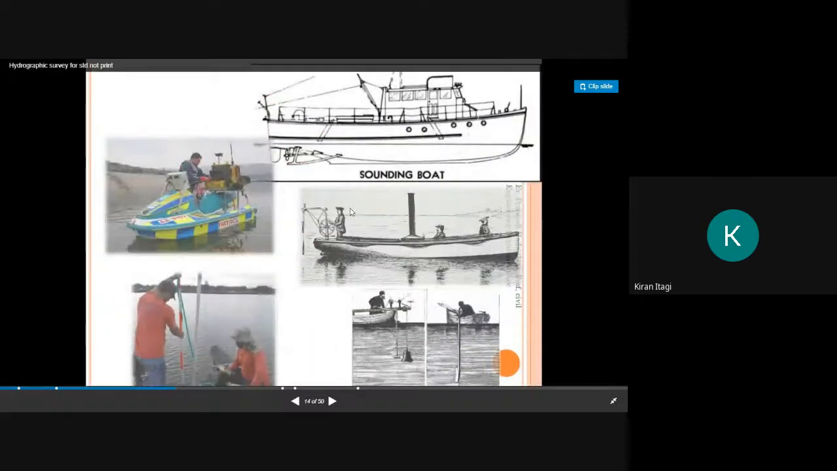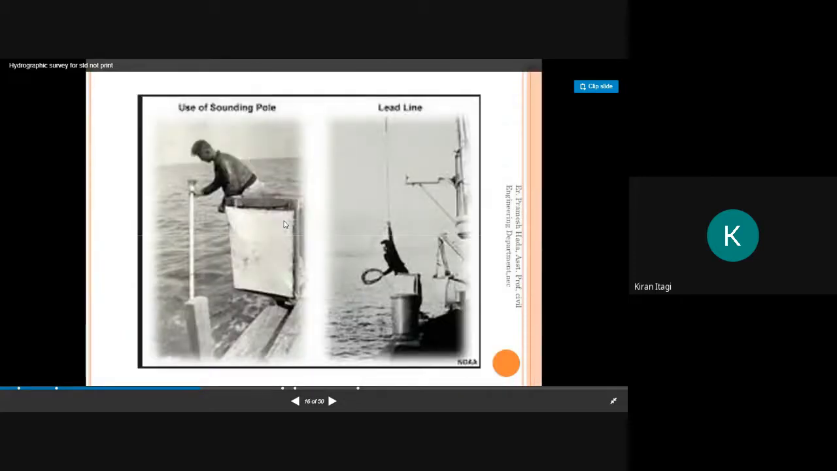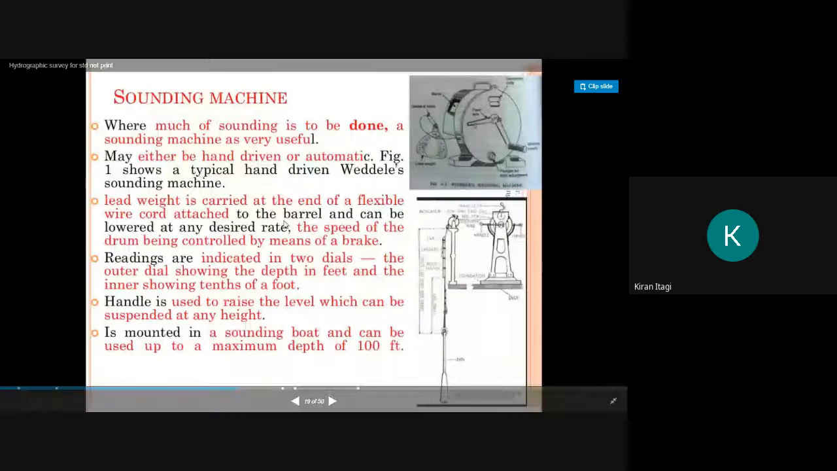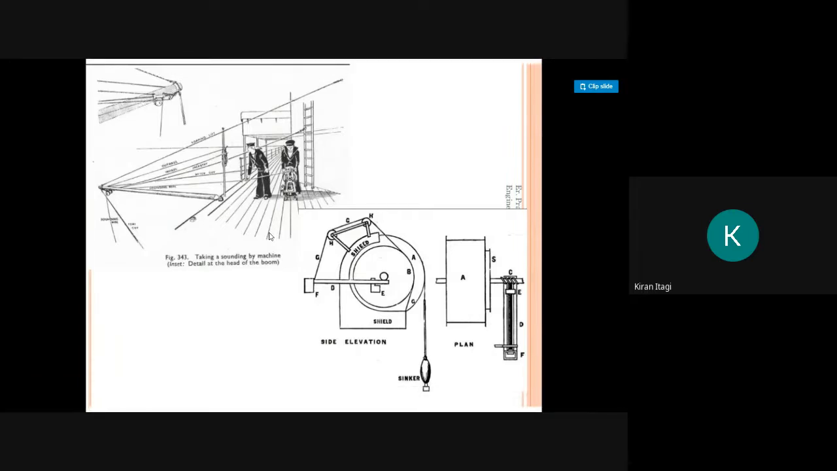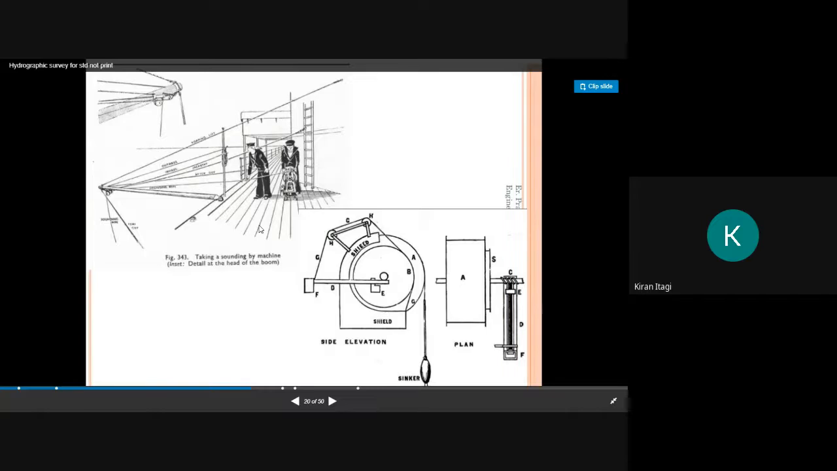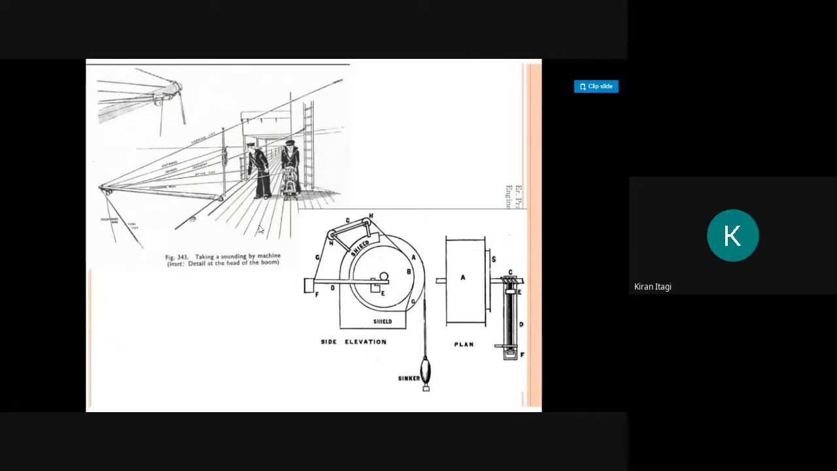Yeah, here you can see this one, and here. Okay, so it is lowered down and we will be having some handles. If you rotate in an anti-clockwise direction, it will go down. When it touches, you will determine the depth, and if you want to bring it up, you will rotate in a clockwise direction.